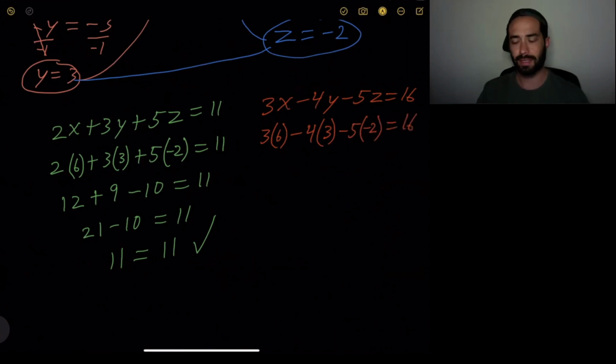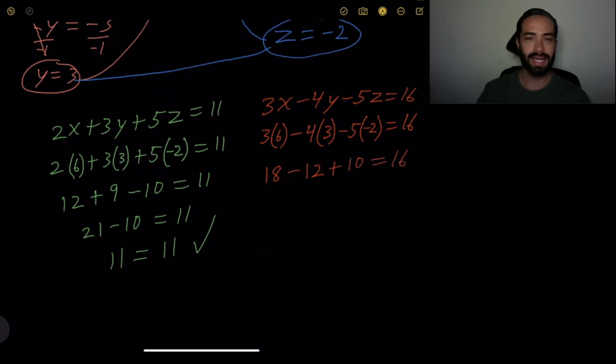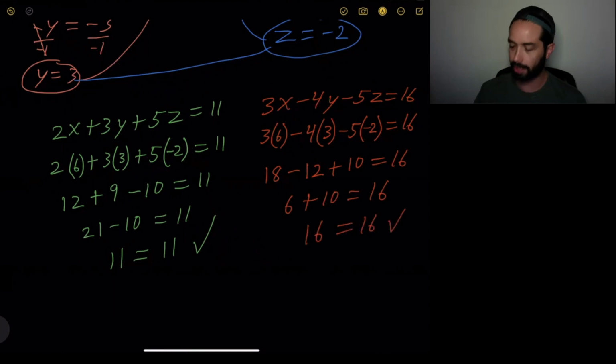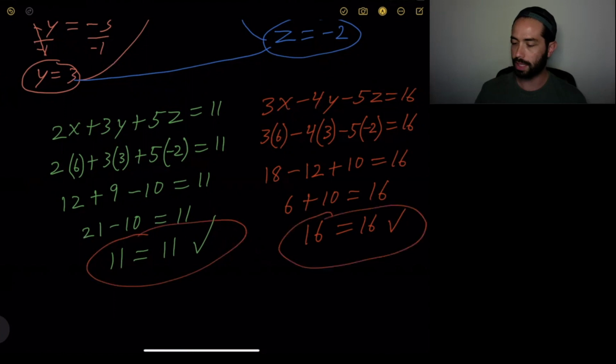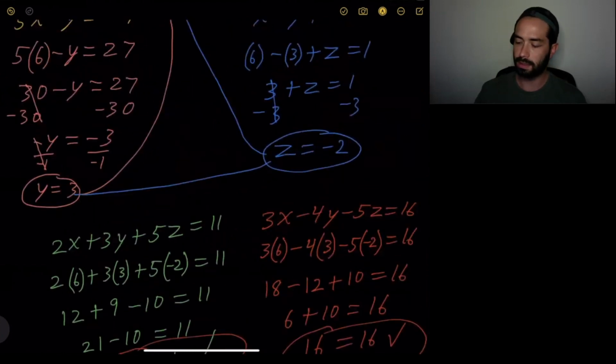3 times 6, that's 18. 4 times 3, that is 12. -5 times -2, that is +10 equals 16. 18 minus 12, that is 6, plus 10 equals 16. 6 plus 10 is 16. There it is, equals 16. Check mark. Check, check, and check.